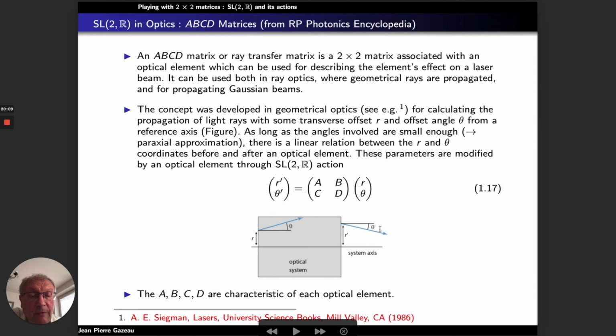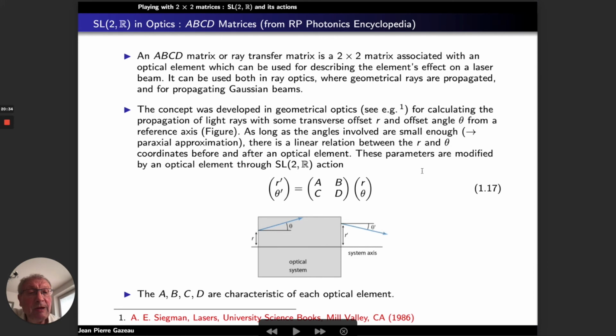You have a transformation of the light ray. And this transformation is linear if we make the approximation which is called the paraxial approximation. That means theta is not very large, and r is not very large too.